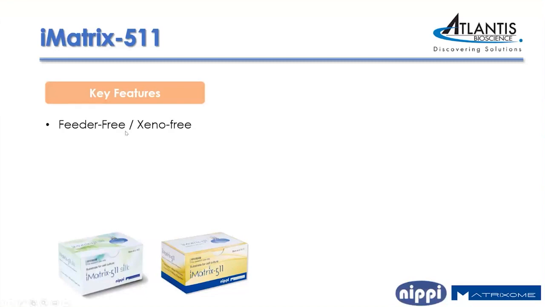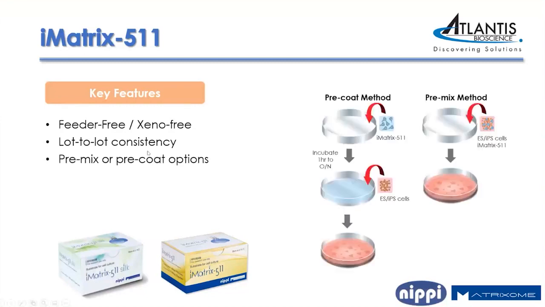So the iMatrix E8 substrate can be used for the culture of pluripotent stem cells and has several advantages over the traditional coating methods. The key features are that it is feeder-free and xeno-free. It is consistent. It has lot-to-lot consistency. So it can be used as a pre-mix or pre-coat method. In the pre-mix method over here, it actually saves time and also saves the amount of iMatrix 511 being used.